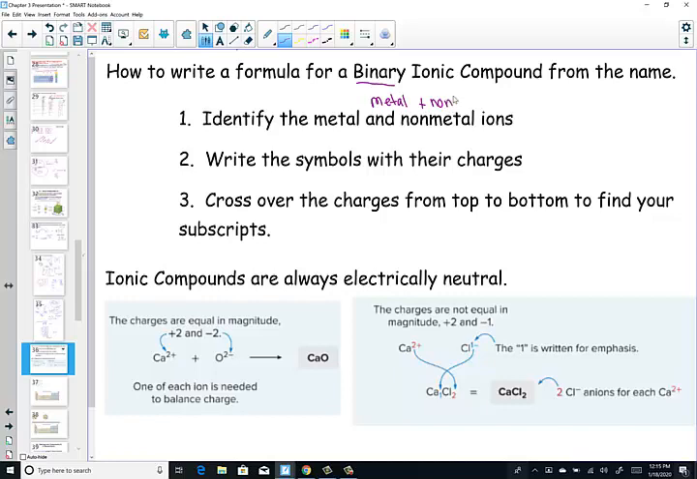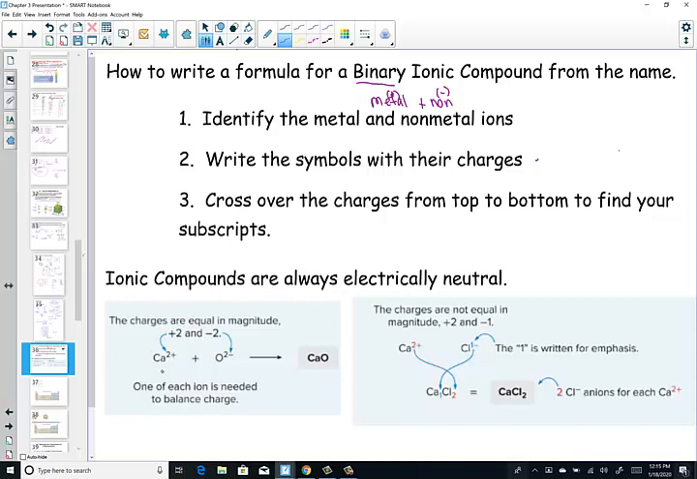We'll learn that the metals are always written first. They carry the positive charge. They have lost electrons. The nonmetals will be written last. They are anions or negative ions, and they have gained electrons to form their charge. When we write out those symbols with their charges, we crisscross over the charges from top to bottom to find our subscripts to help us write electrically neutral compounds.